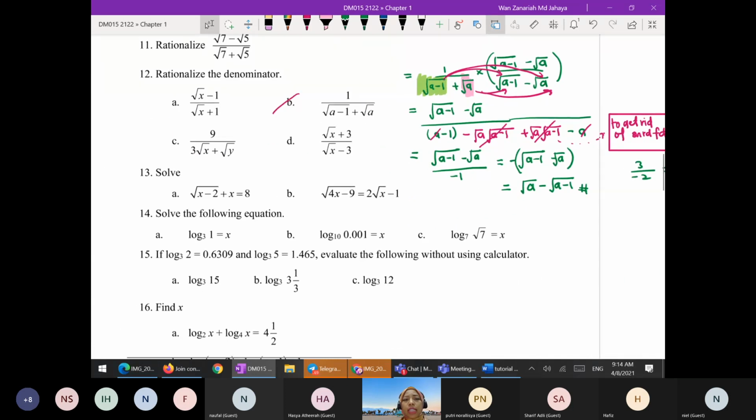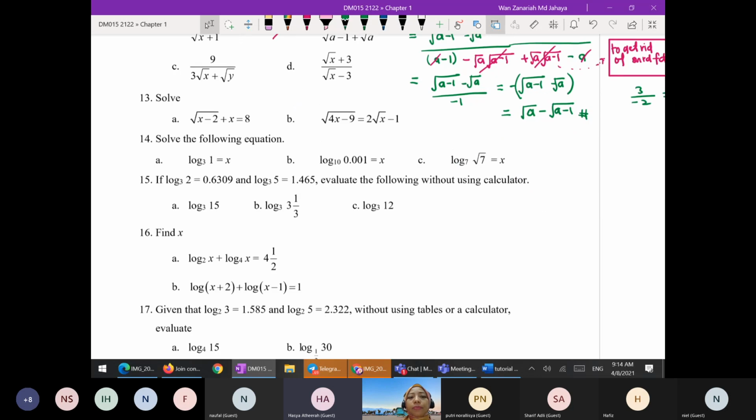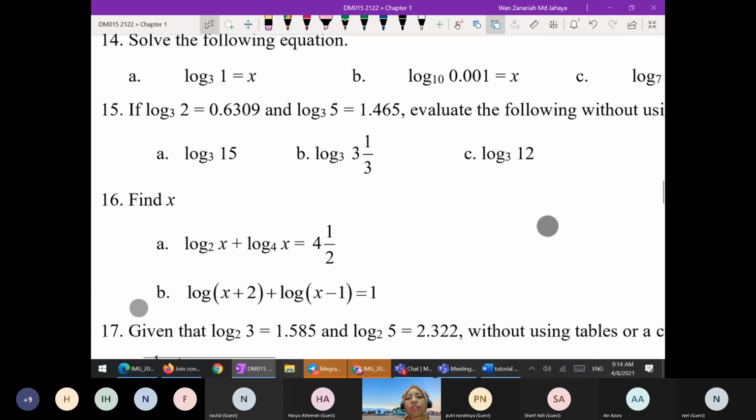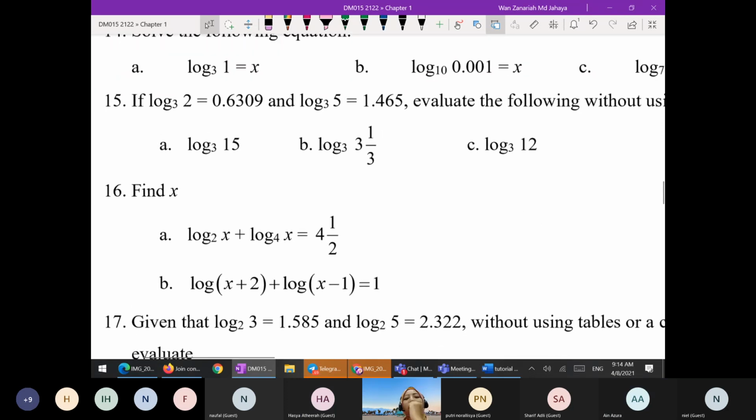Okay, next question. 13 until 16. Any problems? Teacher, 16A. Okay, dengan B sekali. Apa? Mana boleh. You kena buat sendiri tu. Satu je. Mana satu? Yang A. B tu senang sebab base dia sama.